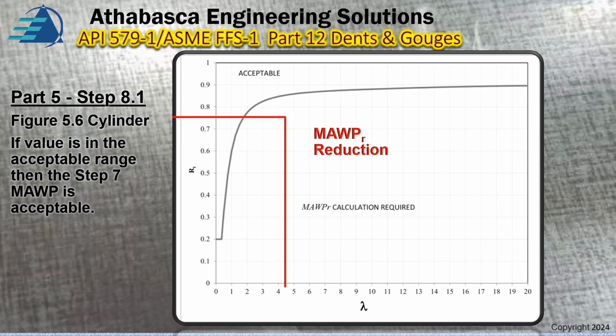So the maximum allowable working pressure, where we use those ratios from earlier, and we found that we're in this area, which means that we need to do a reduction in our MAWP. If we were up in this acceptable region up here, then we would be done our calculation. Okay, so let's go on to the next step.